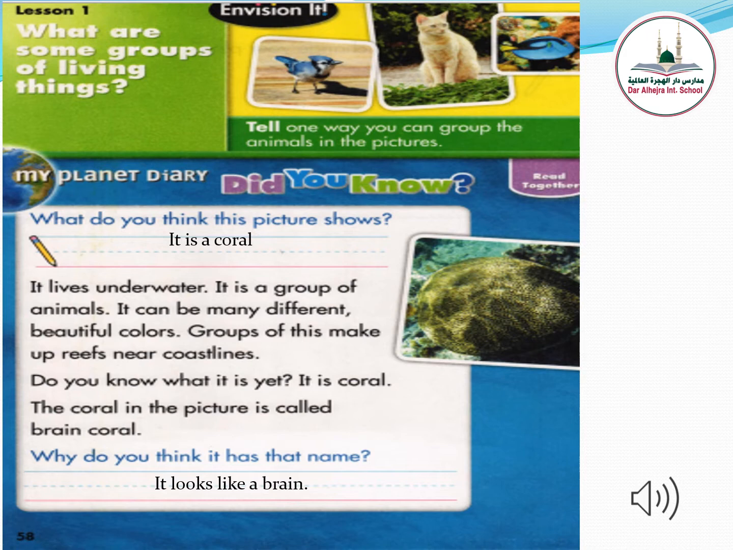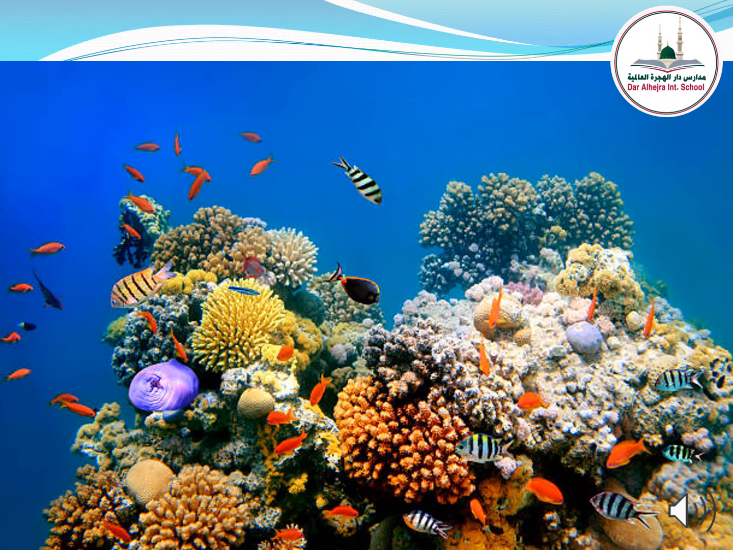We asked the students what this was, and we gave an explanation of what a coral is. It lives underground. Excuse my voice because I'm sick today. It is a group of animals. It can be of many different beautiful colors. I'm showing you the picture. This is the beautiful picture of a colorful coral.